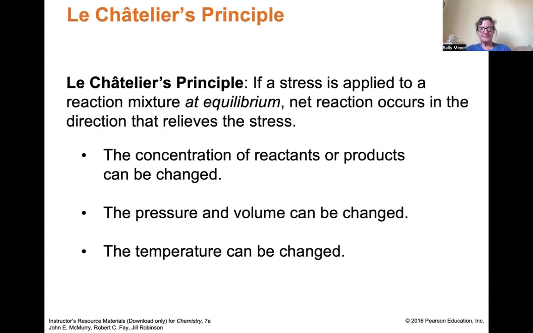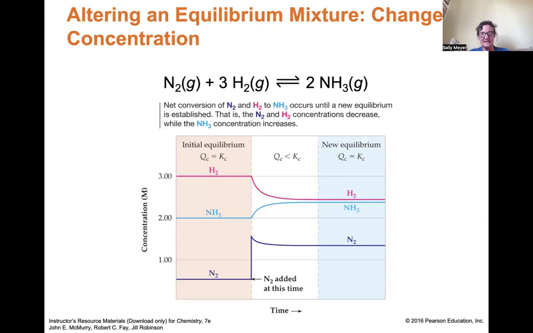So we're going to now think about if a reaction comes to equilibrium and we stress it somehow, how will the reaction relieve that stress? If the concentration of reactants and products can be changed, these are ways you can stress it. The concentration of reactants or products could be changed, so you might add more of one or the other. You can change the pressure and the volume, and you can change the temperature. And when those things happen, let's think about what happens.